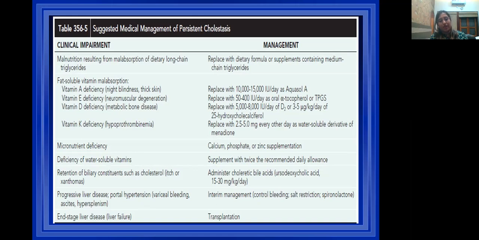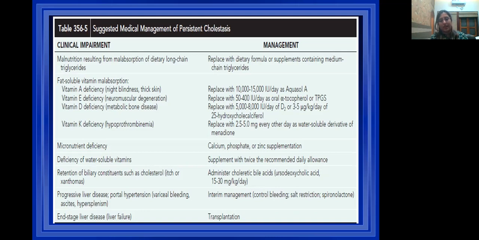Then micronutrient deficiency, mostly zinc and calcium and phosphate. Oral formulations are available to supplement all of these. Deficiency of water-soluble vitamins, supplement with twice the recommended daily allowance. And for retention of biliary constituents such as cholesterol, itch or xanthomas, administer choleretic bile acids, that is ursodeoxycholic acid, 15 to 30 mg per kg per day.